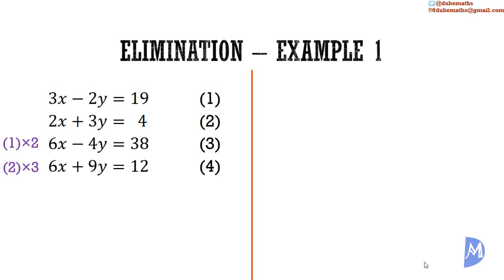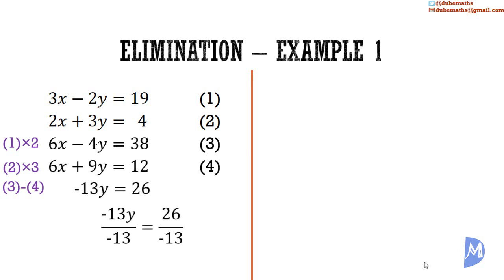Now we're going to subtract equation 4 from equation 3. This gives 6x minus 6x is equal to 0x, the x is eliminated. Negative 4y subtract 9y is equal to negative 13y, and 38 subtract 12 is equal to 26. We have a simple equation which we can solve for y. Dividing both sides by negative 13, the negative 13 on the left hand side cancels to leave y, and 26 divided by negative 13 is equal to negative 2. Thus, y is equal to negative 2.